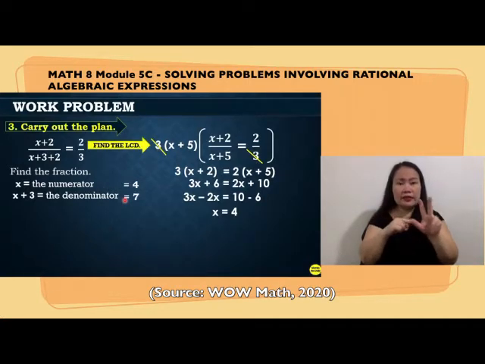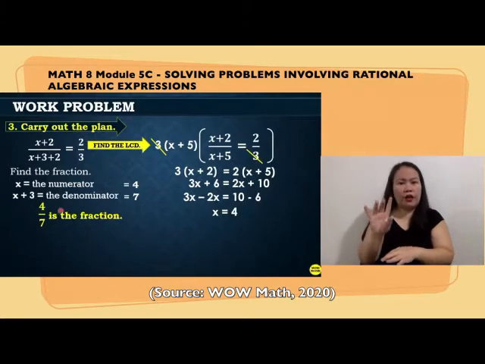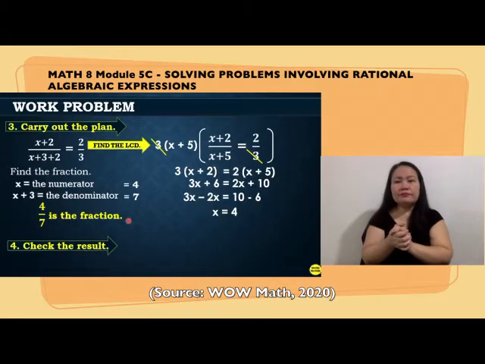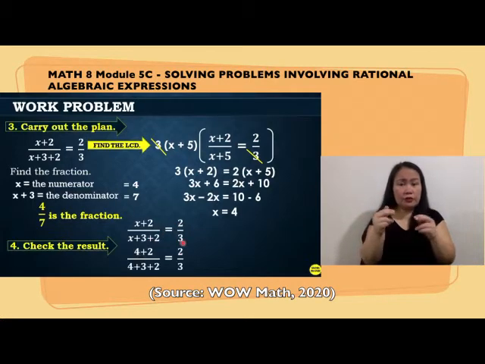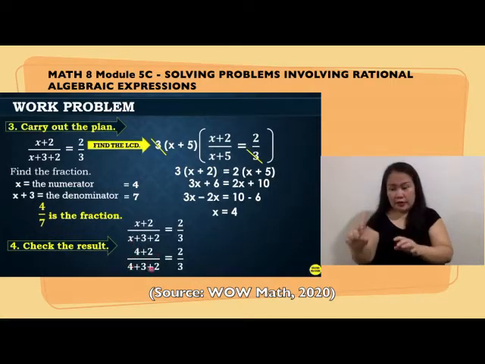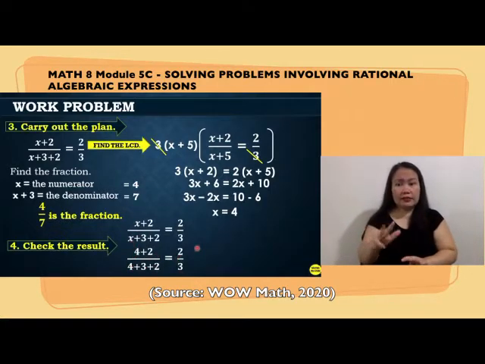So, what is the fraction? If your numerator is 4 and denominator is 7, what will be our fraction? 4 over 7 is the fraction. Okay, let us check. So, let's go back to the given equation. x plus 2 over x plus 3 plus 2 is equal to 2/3. Since our x is 4, so 4 plus 2, and then dito din, 4 plus 3 plus 2 is equal to 2/3. Let us continue.